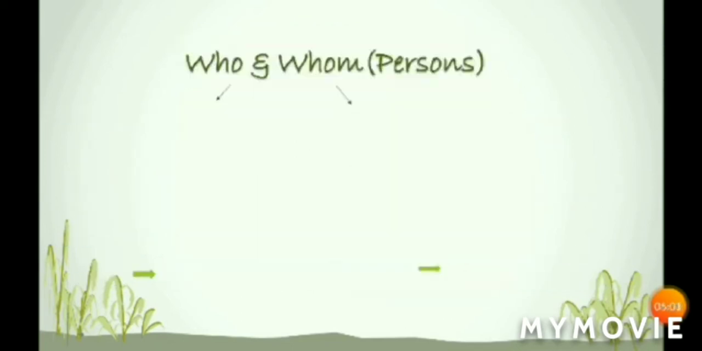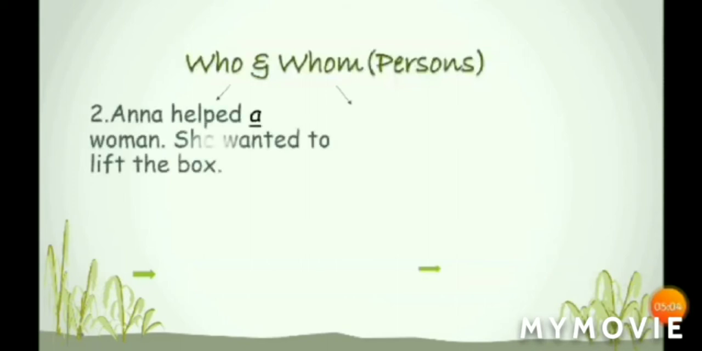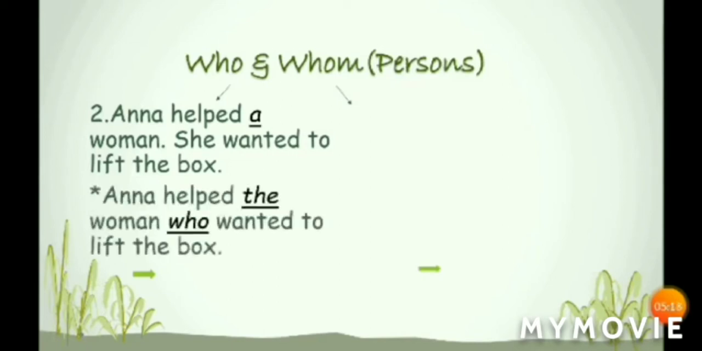Let's have a look at one more example. Anna helped a woman who wanted to lift the box. A woman, any woman in a general sense. And she is subjective case, so we use who replacing she. Anna helped the woman who wanted to lift the box. The woman and not a woman now, because it's no more general sense. Here is a tip to use who. After a person as antecedent, we use who followed by a helping or main verb.